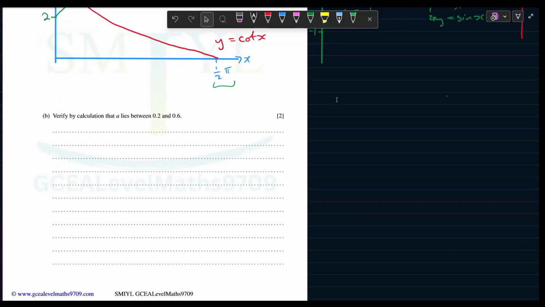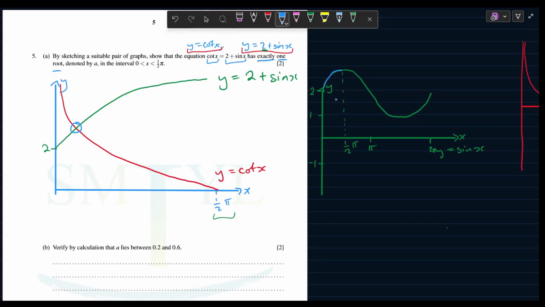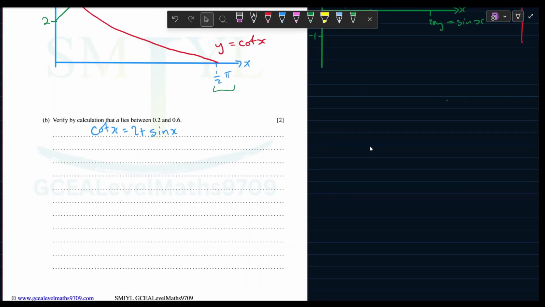And then part B says verify by calculation that A lies between 0.2 and 0.6. Okay, so in part A, we were given that cot x is equal to 2 plus sine x. And this equation has the root that's being denoted by A. And we need to show that A lies between 0.2 and 0.6. So we're going to create a function defined by f of x is equal to, we're going to take the 2 plus sine x and move it to the left. So it's going to be cot x minus 2 minus sine x.